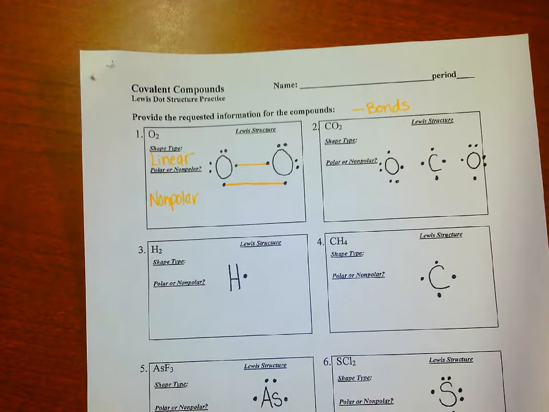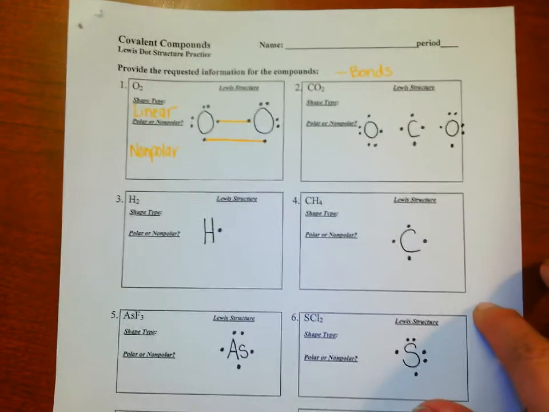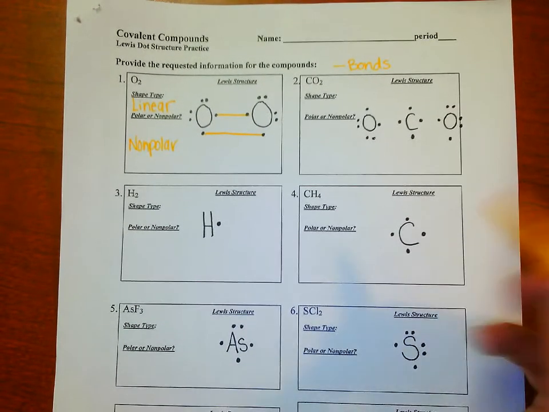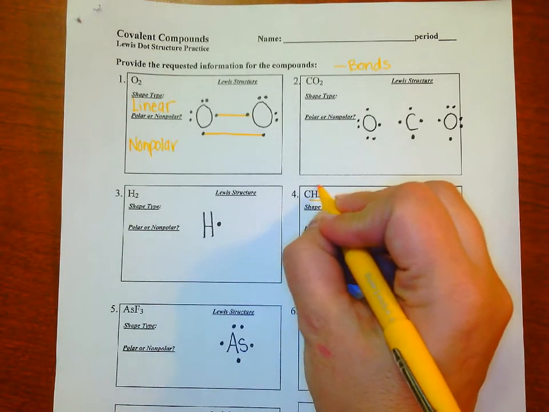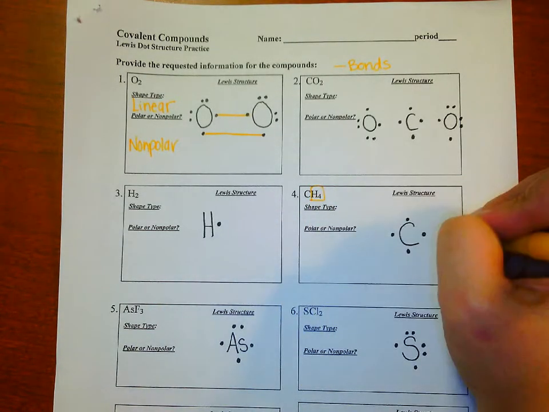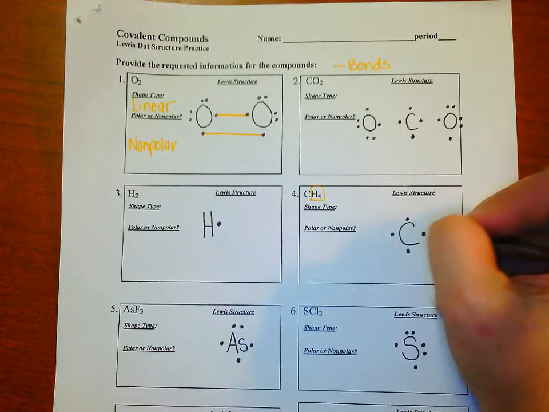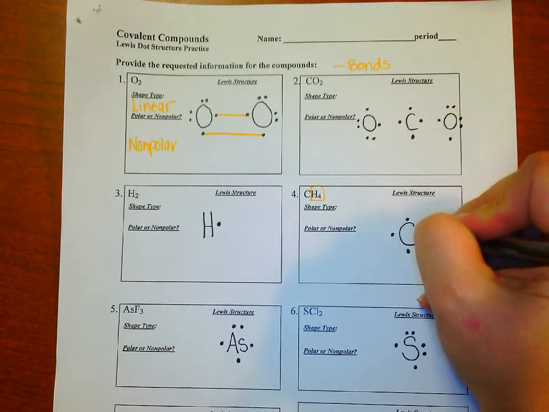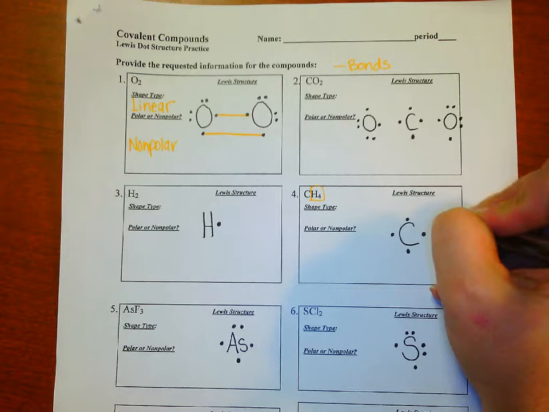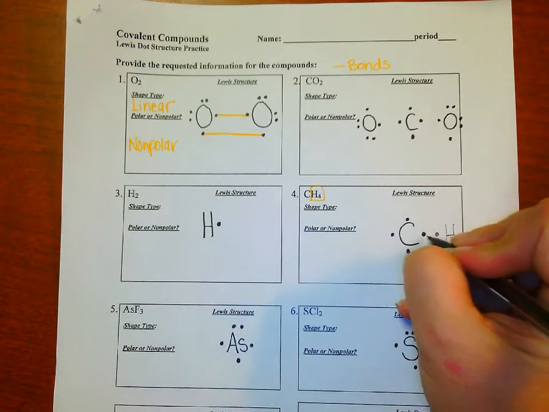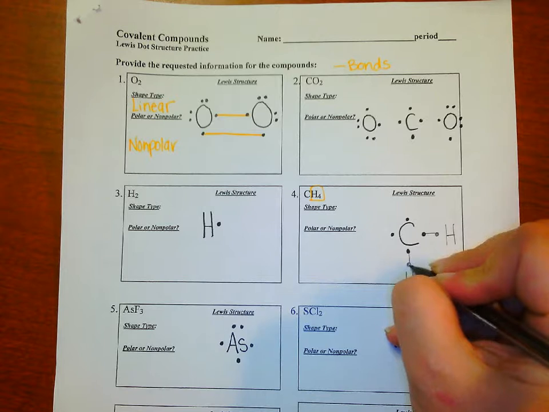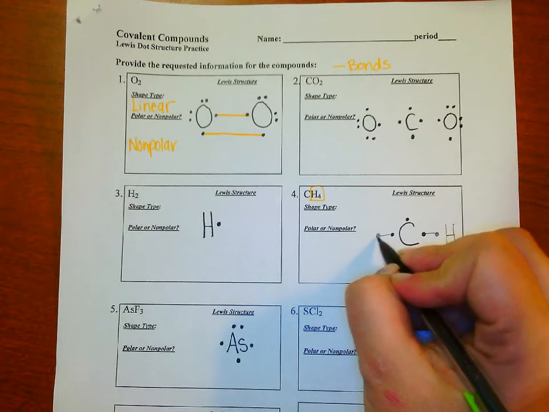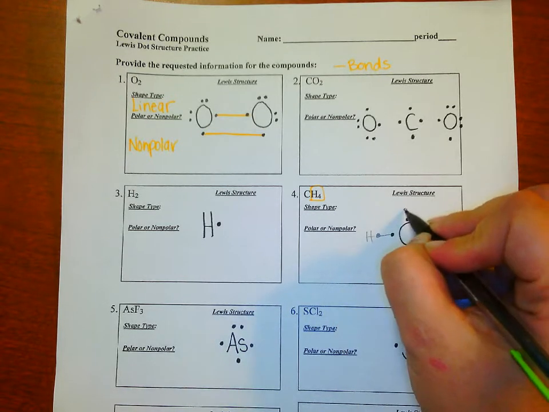I'm going to skip around a little bit so y'all can see examples of things that are not linear. So I'm going to go to number 4. Number 4, they only drew the central atom. So they want you to plug in these 4 hydrogens. Hydrogen only has 1 valence electron total. So we would connect the hydrogens around the carbon. And we would need 4 of them, so we put 1 on each of carbon's lone dots.